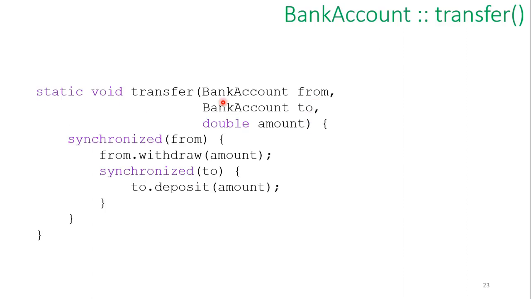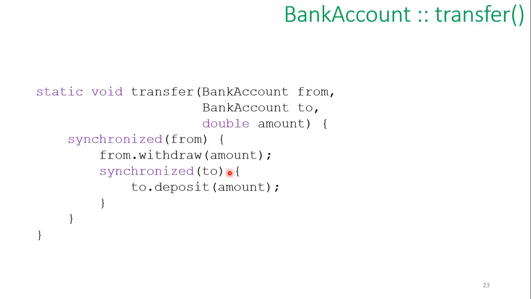So the method itself returns nothing. It takes a bank account reference from, a bank account reference to, and an amount. And now we have a synchronized block, as we just learned to do in the previous parts of this lecture. That synchronized block is trying to acquire the lock associated to the bank account object specified by reference from. And once it gets this lock, then it's going to use the from object to withdraw a certain amount. Once it has done that, it's going to now use a synchronized block with the to object as an intrinsic lock.